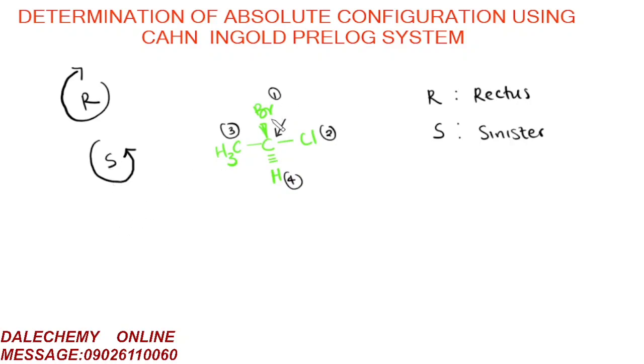So when you look at this, and when you are drawing that arrow, it doesn't matter whether it passes through the fourth or not. When you are drawing the arrow, just make sure it follows 1, 2, and 3. If it passes through the fourth one along the way, it doesn't matter. So when you draw the arrow from first, second, up to the third, you'll see that it is clockwise. So in that case, this configuration will be R.